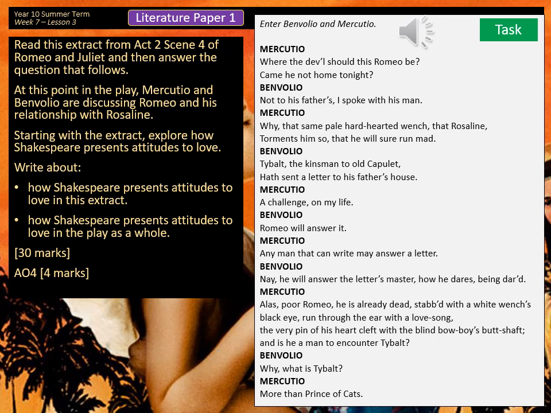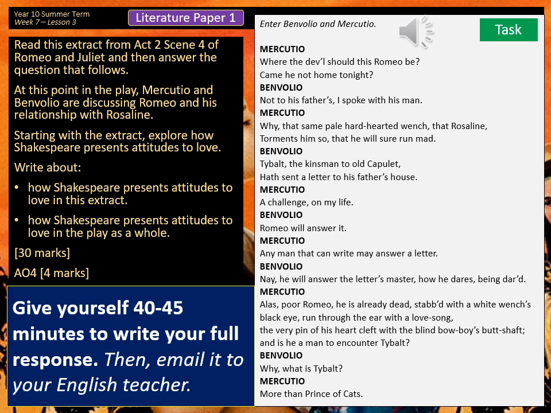Okay, so this is what we've been building to all week and for the last 7 weeks really. So here is the question again. Read this extract from Act 2, Scene 4 of Romeo and Juliet and then answer the question that follows. At this point in the play, Mercutio and Benvolio are discussing Romeo and his relationship with Rosaline. Starting with the extract, explore how Shakespeare presents attitudes to love. Write about how Shakespeare presents attitudes to love in this extract and in the play as a whole. Give yourself 40 to 45 minutes to now write your full response.